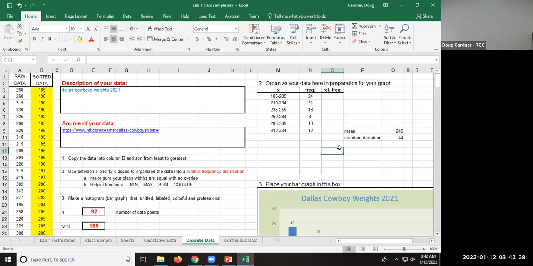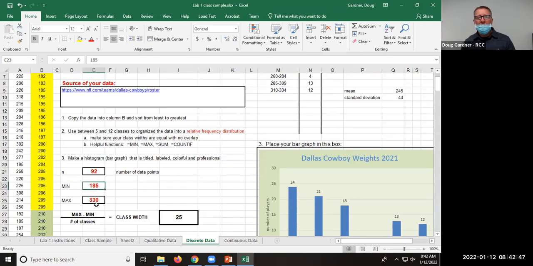Now, does that capture all the players on the team? Notice right here, you have the minimum and the maximum. Did that capture everybody? It did. The lightest player was 185, so they're higher than this. The heaviest player was 330, so they're less than this. That actually captured everybody on the team.